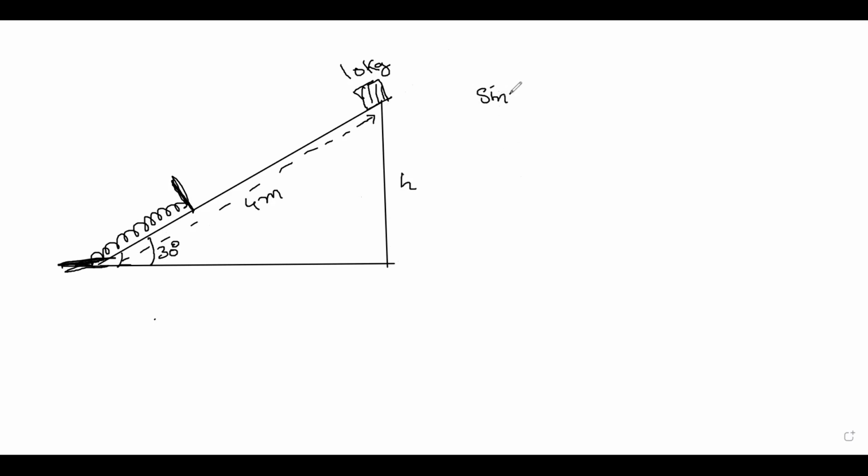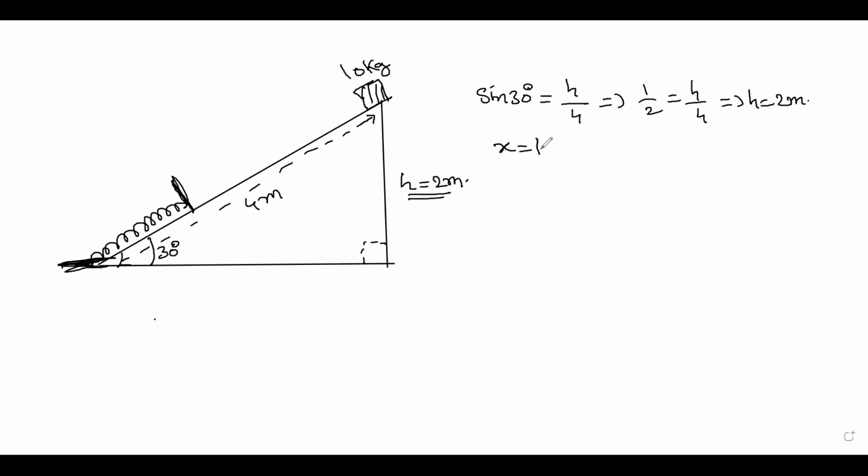First of all, sine 30 is opposite side divided by hypotenuse. This is the hypotenuse, okay? So that is h by 4. Sine 30 is half. Half is equal to h by 4. So the h value is 2 meters. So first of all, let's find out this h is 2 meters. First part is done.